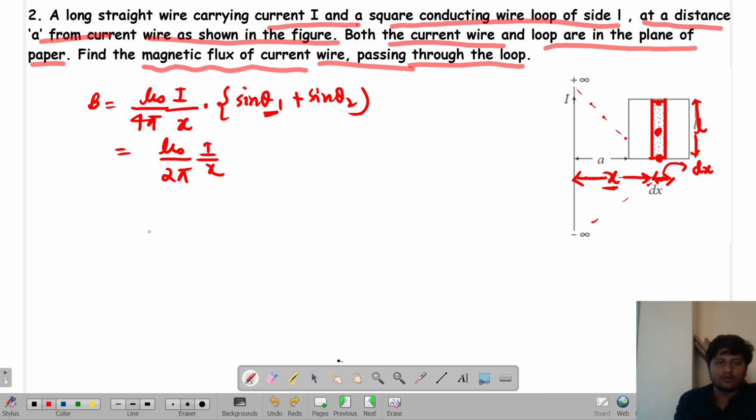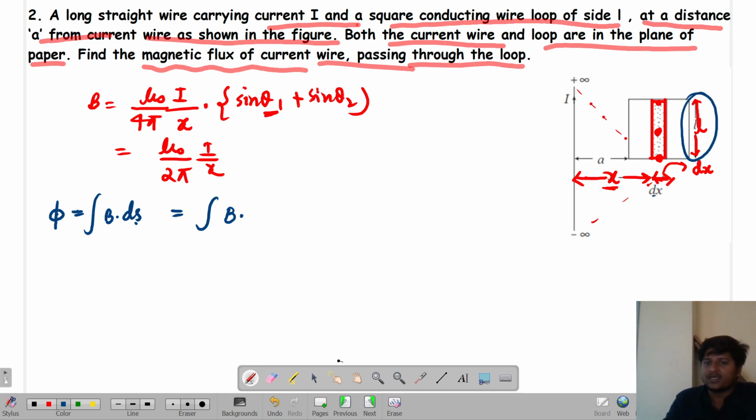So now look over it. What is the formula for magnetic flux? Flux is equal to integral B dot ds. Now look over here, ds is equal to what? Length into breadth. Length is similar, it is equal to length L. Breadth is different, it is equal to dx. So length L into dx. Now integral B value is what? Mu naught by 2 pi I L by x into dx.